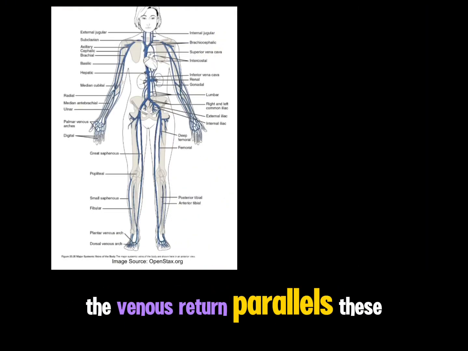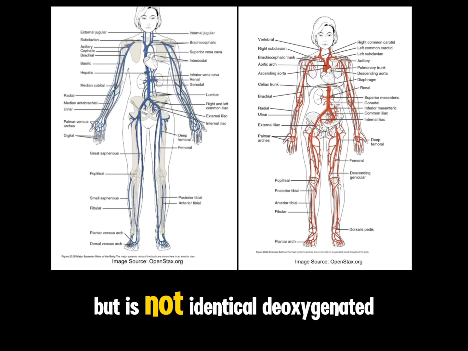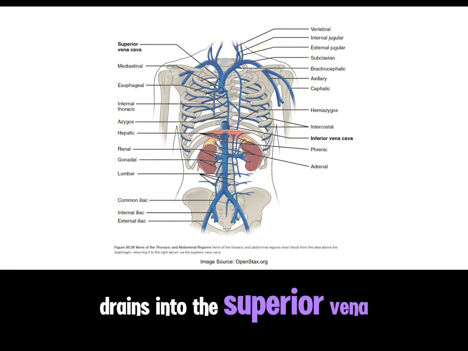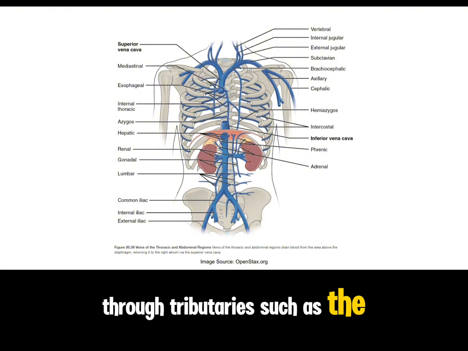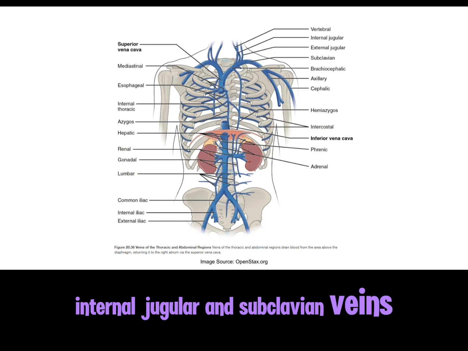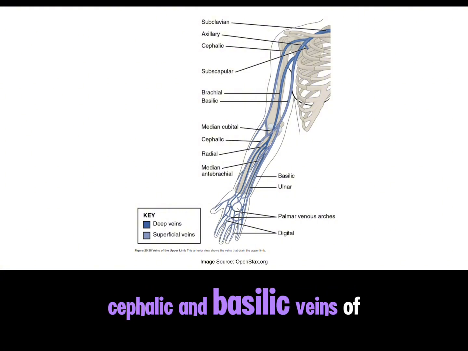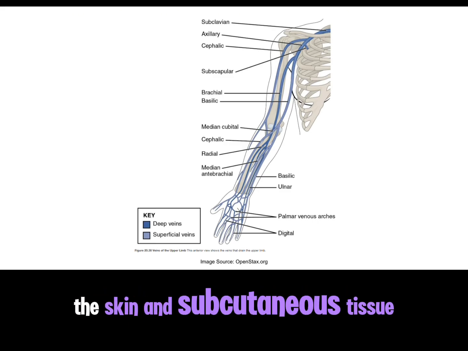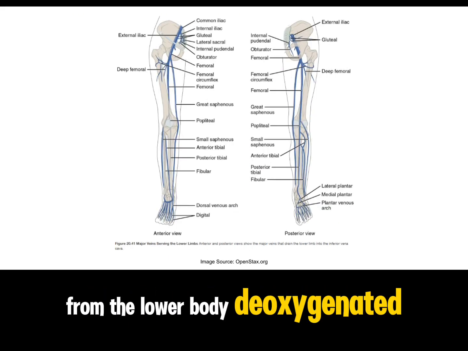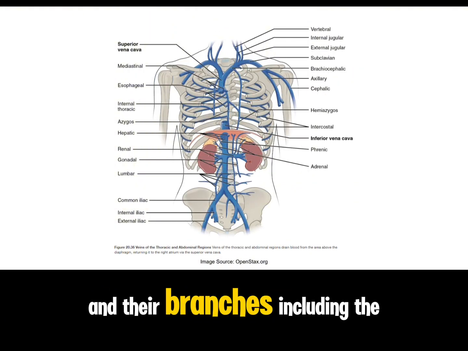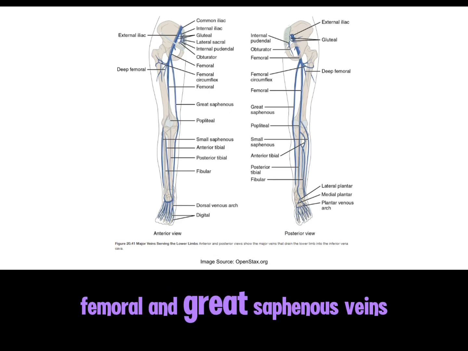The venous return parallels these arterial pathways but is not identical. Deoxygenated blood from the head and upper body drains into the superior vena cava through tributaries such as the internal jugular and subclavian veins. Each subclavian vein is joined by the axillary vein, which collects blood from the brachial, radial, and ulnar veins of the deep arm, as well as the superficial cephalic and basilic veins of the skin and subcutaneous tissue. From the lower body, deoxygenated blood enters the inferior vena cava through the common iliac veins and their branches, including the femoral and great saphenous veins.